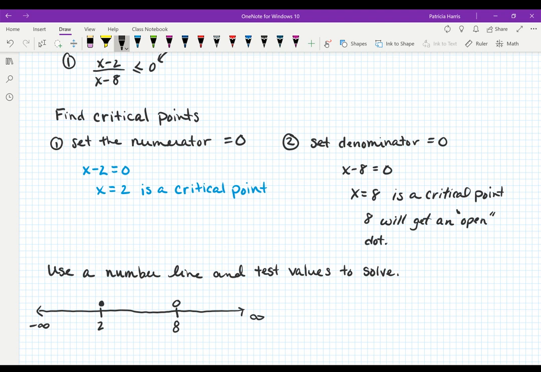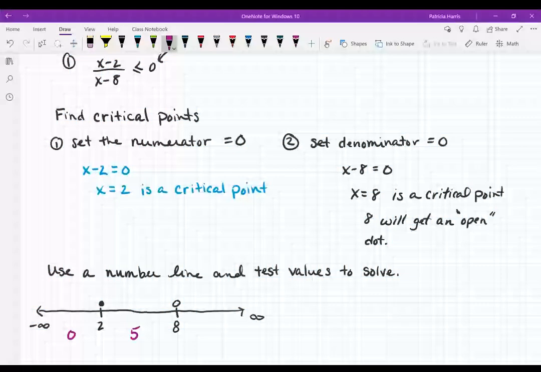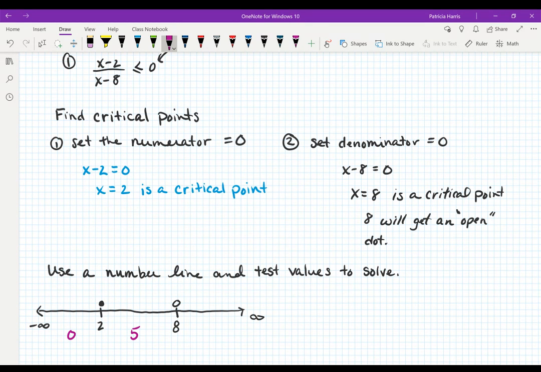Now, when you pick your test intervals, please remember that you are open to choosing any number within that test interval you want. So you can choose any number between negative infinity and 2. So you could choose 0. Okay, that's a perfectly valid test point. Okay, any number between 2 and 8, 5 seems good. And any number between 8 and positive infinity, I like 10.